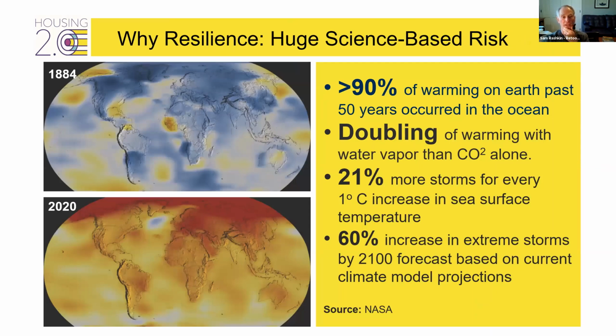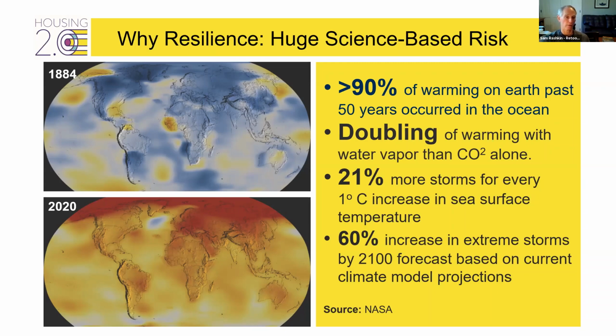Resilience is really, the science tells us this is the future. 90% of the warming on Earth the past 50 years has occurred in the ocean. Doubling of warming with water vapor than just CO2 in the atmosphere alone. So we're exponentially increasing global climate increases because of water vapor that's now being driven from the much warmer oceans. And as a result, 21% more storms for every 1 degree centigrade increase in sea surface temperature. We've had so far about 1.5 degrees, and we're moving towards much greater increases.